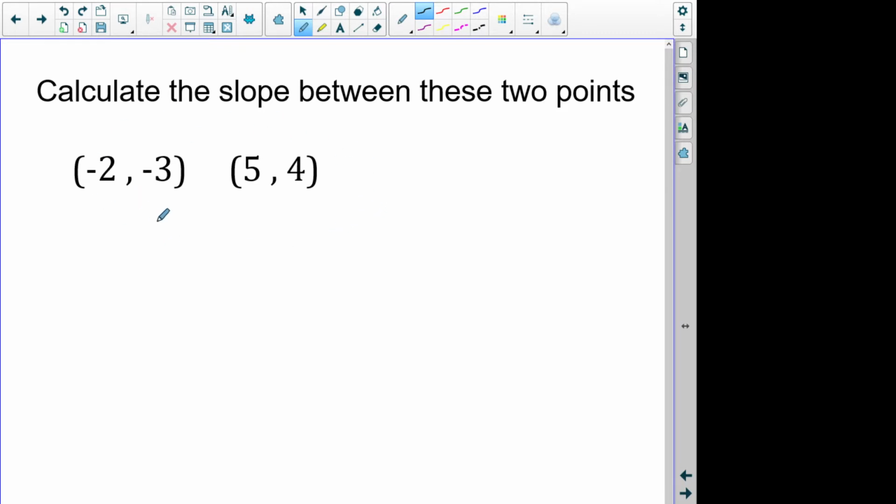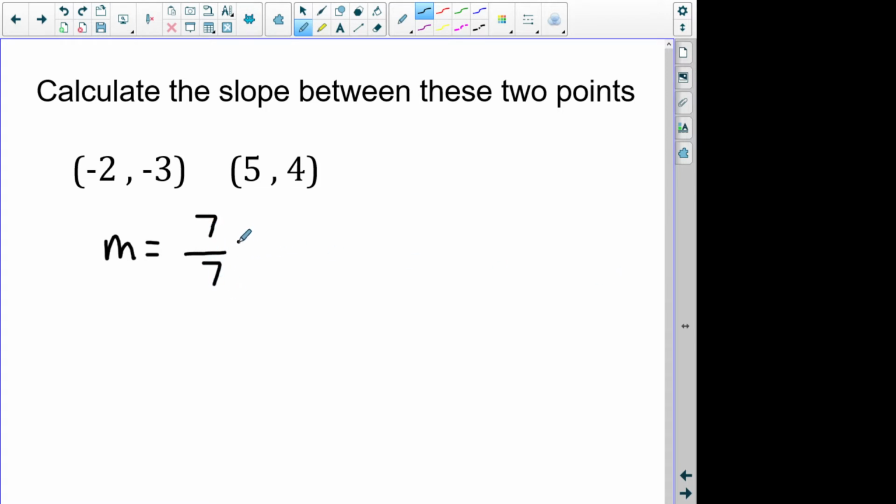So calculate the slope between these 2 points. Again, you can use the slope formula, but an easier way, or easier for me anyway, is to just look at the y values. From here it goes from -3 to +4. If I visualize that on a graph, it's going from -3 up to +4. That's a change of 7. It's going up 7. And then from -2 to 5, thinking left to right, it's also going up +7.